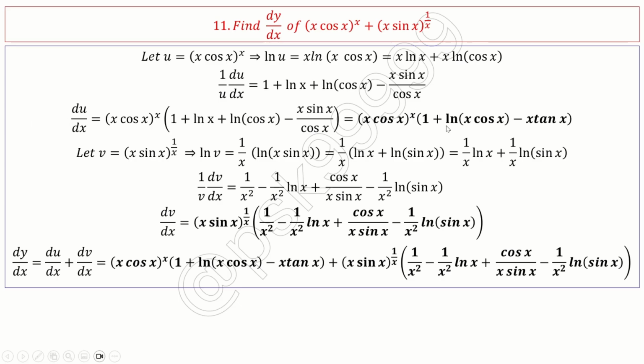So you got your du by dx, and then you assume v equal to x sin x whole to the power of 1 by x. Same way you will do. This is your dv by dx. So dy by dx is nothing but addition of these two. So this is the simplification of that. Okay, so such a big expression is your answer.